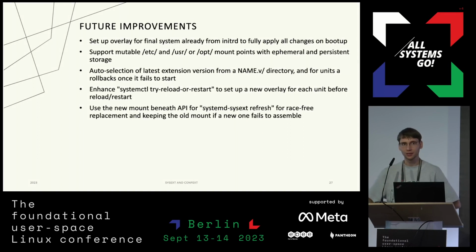Currently you have to manage things through a symlink where you point to the latest version. With auto selection, there would be some kind of .v folder, and a way, for example, where the service unit can say, I want my extensions to be picked up from that folder, latest version if possible, and if somehow I fail as a service unit, then please don't use the latest version, use the previous version again. And we want to enhance systemctl try-reload-or-restart to also refresh the overlay for the unit mount namespace.